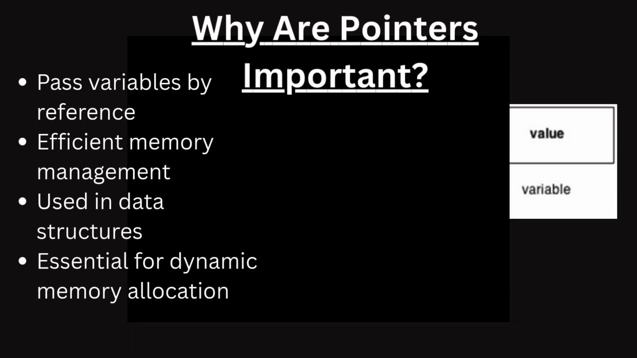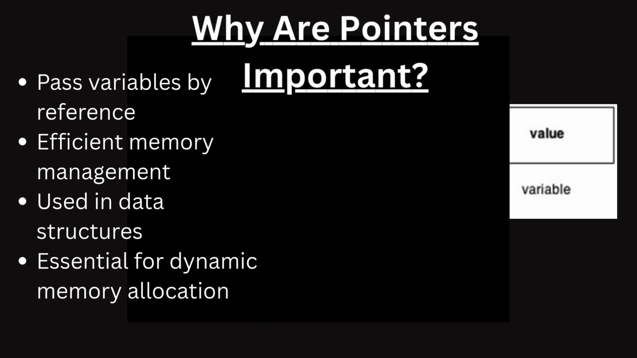So now let's move to the next topic. Why are pointers important in C? It is important as it lets us pass variables by reference. With pointers, we can pass variables by reference to functions. This means that a function can modify the original value directly, not just a copy.